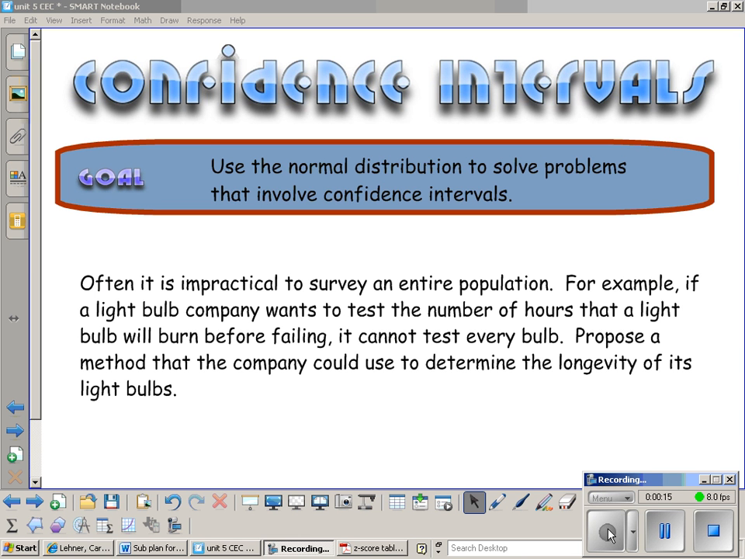Often it is impractical to survey an entire population. For example, if a light bulb company wants to test the number of hours that a light bulb will burn before failing, it cannot test every bulb. Propose a method that the company could use to determine the longevity of its light bulbs.